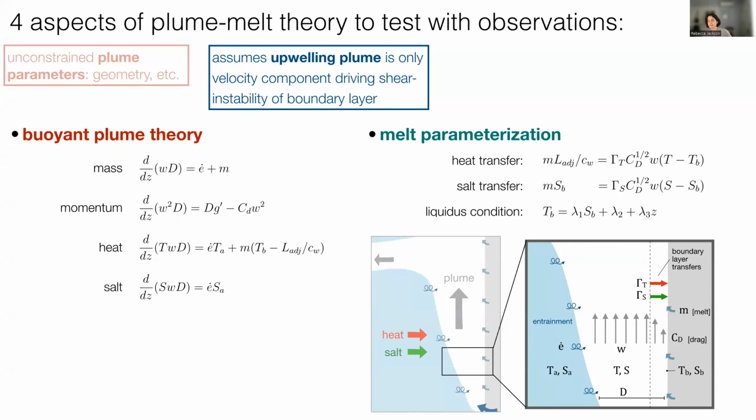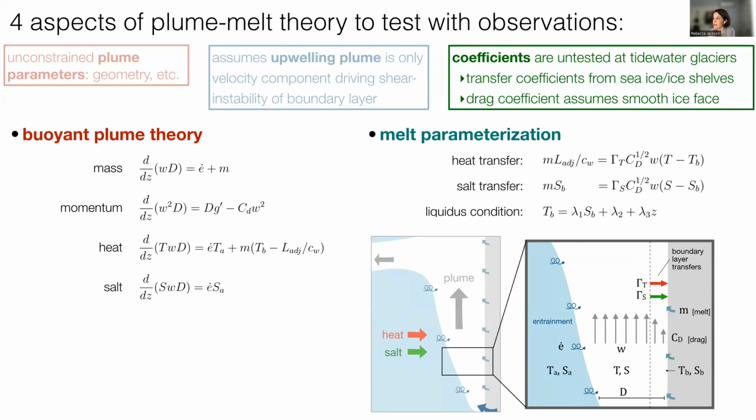Okay, so if we go back to this slide that you're probably getting sick of seeing, I think we have growing evidence, and we're making a lot of progress here, that we really need to start thinking about other components of the velocity field to understand what's driving fluxes across the inner boundary layer. And then as we get more solidly into the melt parameterization side of things, there are two final things I want to point out. First, we have these coefficients, a turbulent transfer coefficient and a drag coefficient, that are entirely untested at tidewater glaciers.